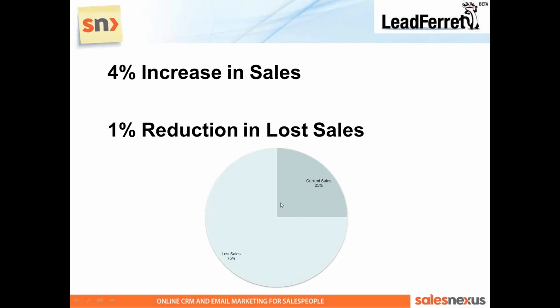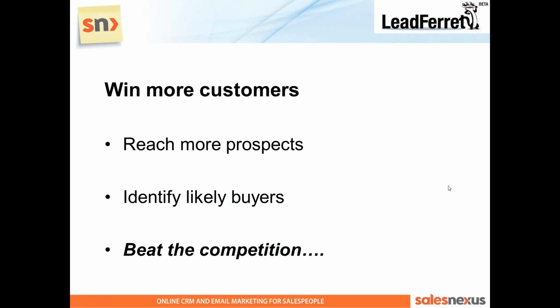So here's this 300,000, the 75% over here. We're just going to carve off a little piece and move that over into the current sales or won sales column.